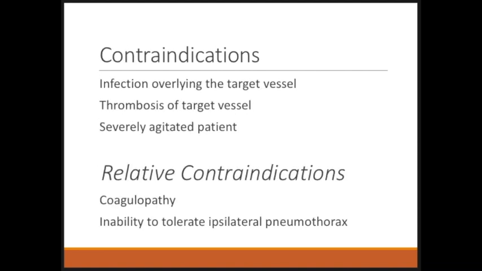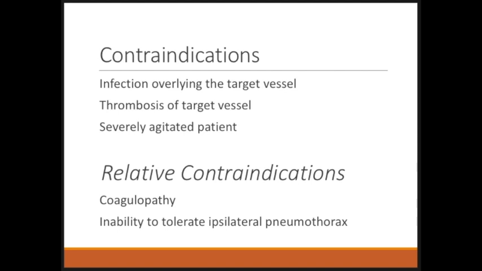So when not to place the catheter, you don't want to put your needle or catheter through infected tissue, whether it's cellulitis or infection above the target vessel. You want to make sure there's no blood clots in your vessel. And patients that can't cooperate during the procedure because they're severely agitated should avoid central venous catheter placement as well until they're more controlled.